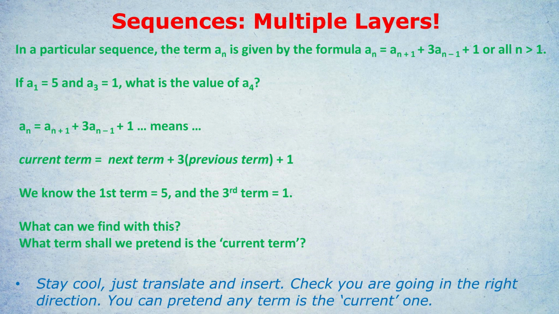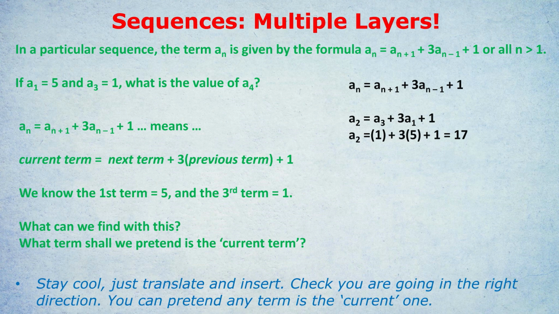Anyway, if we pretend that the current term, AN, is the second term, the next term would be the third term, which we know, and the previous term would be the first term, which we also know. So that would be one equation with one unknown, which is A2, and we can actually work out what A2 is. How would that work? Well, if we pretend that the current term is A2, we just write A2 because we don't know what that is. The next term would be A3, and that is 1 because they told us in the question. And the previous term would be A1, and that is 5 because they told us in the question, giving us 1 plus 3 times 5 plus 1, which is 17. Okay, so we now know that the second term is 17.